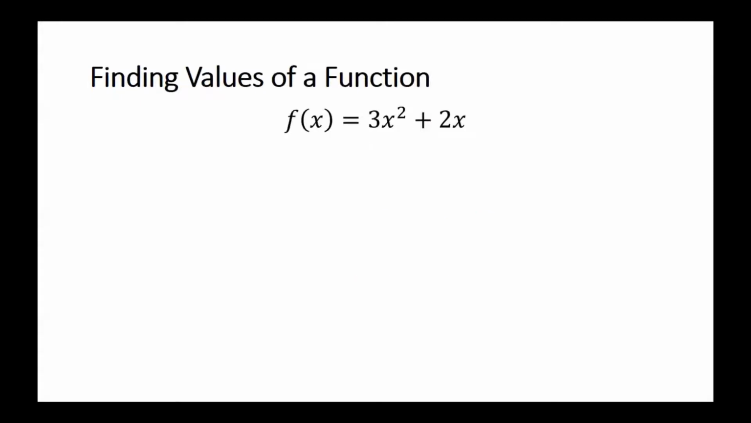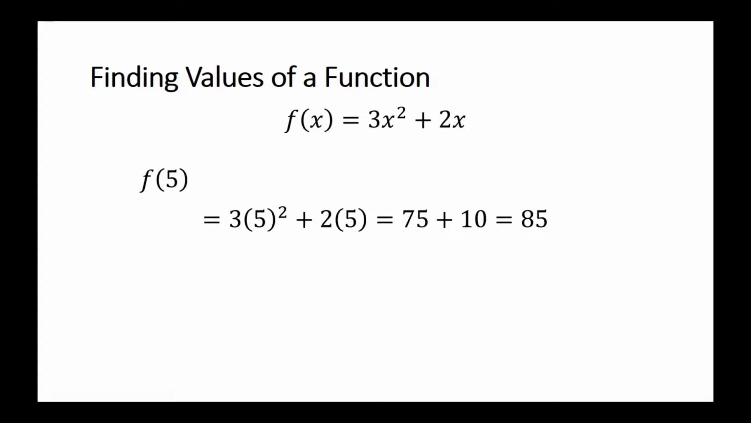Finding values of a function. f of x is equal to 3x squared plus 2x. When we're finding values of a function, basically we can plug anything we want in for that input x. So if we say f of 5, we replace the x with a 5, that's saying take that function f of x and replace x with 5. So we have 3 times 5 squared plus 2 times 5. 3 times 5 squared is 75, 2 times 5 is 10, 75 plus 10 is 85. So f of 5 is equal to 85. It's just substituting that 5 in for x.